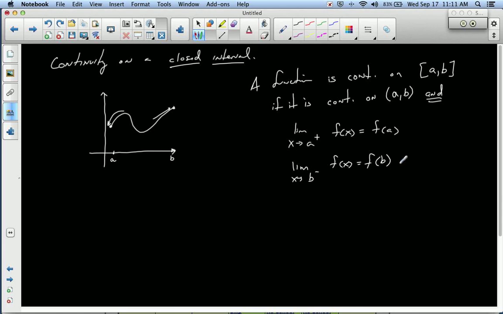So what that means, if I approach from the left, that gives me f of a. Sorry, from the right. And likewise up here, that gives me f of b. So this is continuous on the closed interval. Obviously, it's not a continuous function because it doesn't go on forever. But it's continuous on the closed interval. What would something that's not continuous on a closed interval look like? Well, you don't see them very often, so this does not end up being a huge topic in calculus.